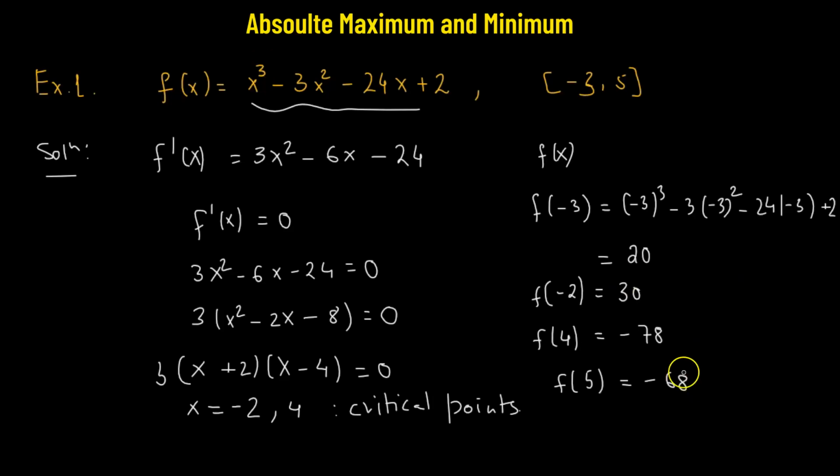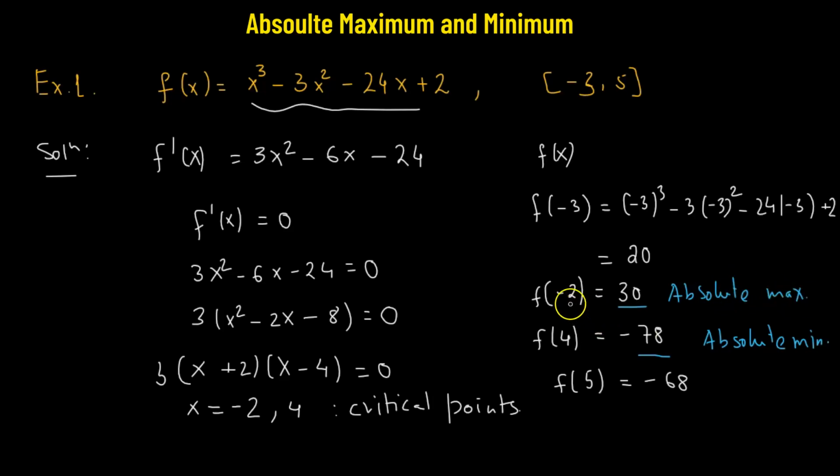So here, -78, this is the smallest value possible for the function. So we will calculate this. This is our absolute minimum. And out of the remaining 3, we'll see that plus 30 is the maximum value. So this will be our absolute maximum.